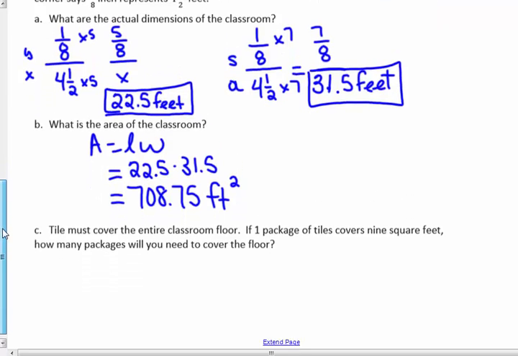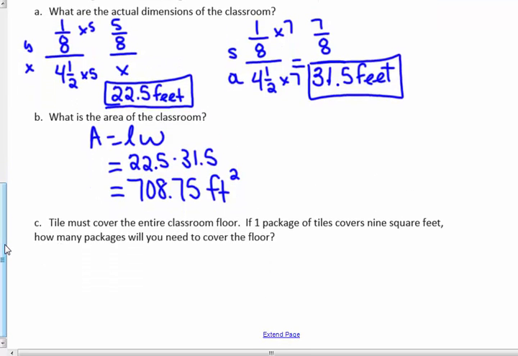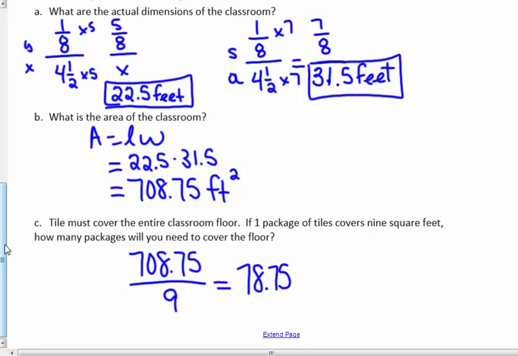Square feet in area. A tile must cover the entire classroom floor. Yes, we don't want to have open spots on our floor. If one package of tile covers 9 square feet, how many packages will you need to cover all of this? 708 and 75/100 square feet. Well, one covers 9, so divide this by 9. That makes sense. You would need 78 and 75/100 of a package. Can you buy part of a package? No. So I would have to round this up to 79 packages.